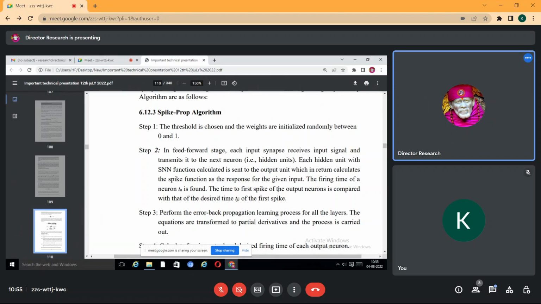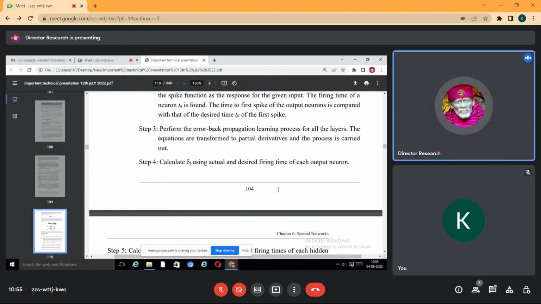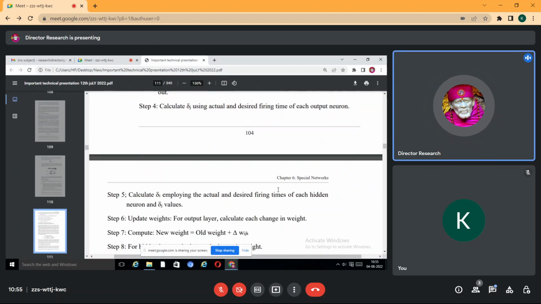In step 2, a feed forward stage: each input synapse receives the input signal and transmits it to the next neuron. Perform the error back propagation learning process for all the layers. The equations are transformed to partial derivatives and the process is carried out. Calculate delta j using the actual and desired firing time of each output neuron. In step 5, calculate delta. In step 6, update weights.